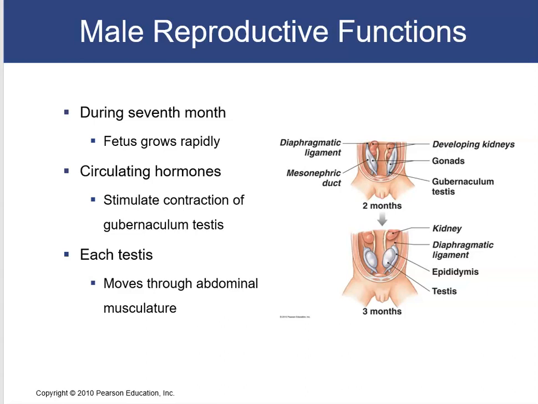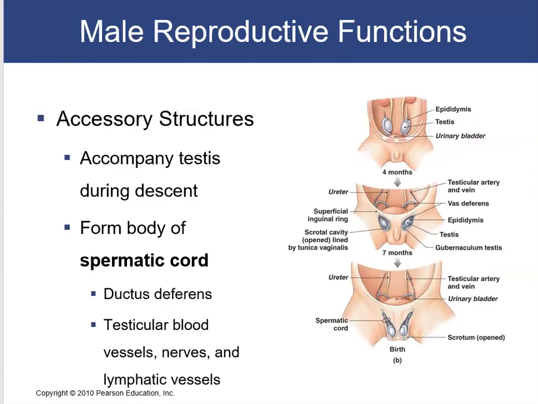So each testes will begin to move through the abdominal musculature, eventually outside of the body and into the pockets of the scrotum. As the testes is descending, it will carry various accessory structures along with it. These ultimately will form the body of the spermatic cord. These structures include the ductus deferens, testicular blood vessels, nerves, and lymphatic vessels.